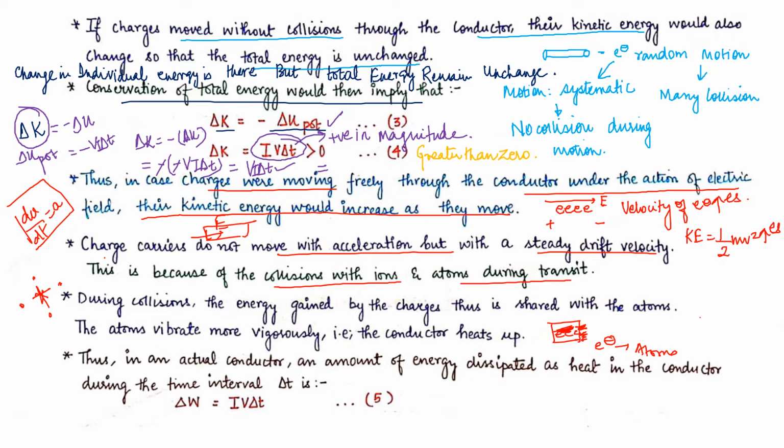Now how the heating of the conductor affects the ability of the conductor, we're going to read. Thus in an actual conductor, the amount of energy dissipated as heat in the conductor during the time interval del t is given by del W = I V del t. So this is the amount of electrical energy that is wasted, or we can say is dissipated in the form of heat.